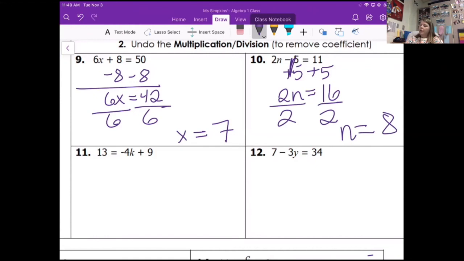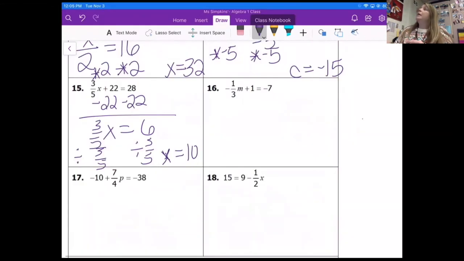Okay, take a moment. I want you to try 11 and 12. Please be very cautious on number 12. Very cautious.